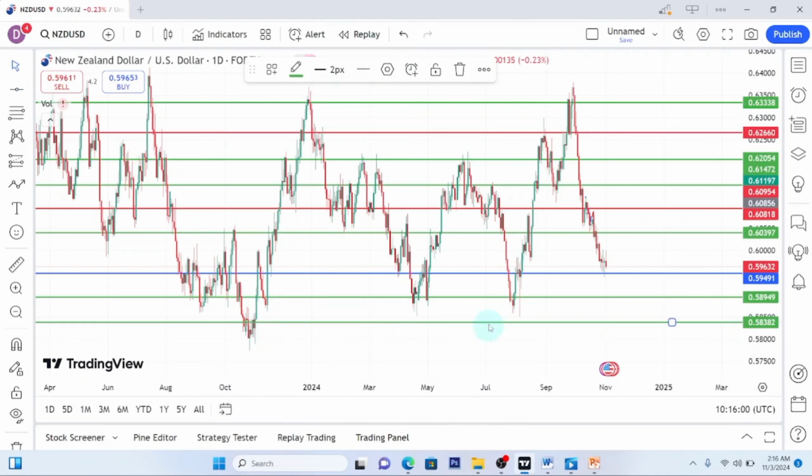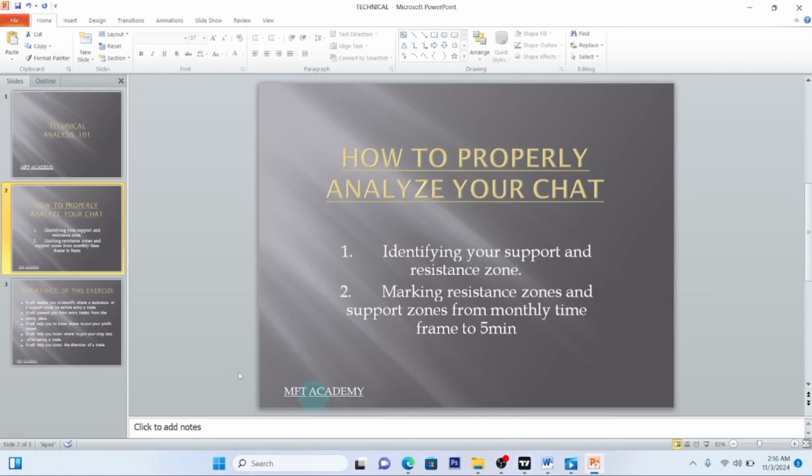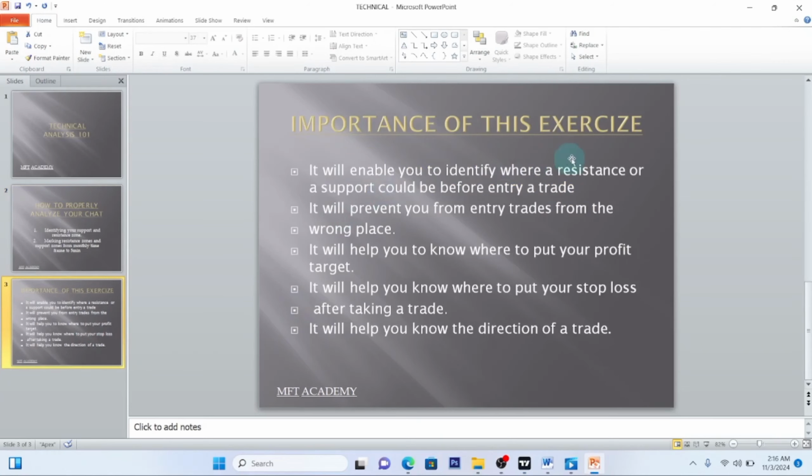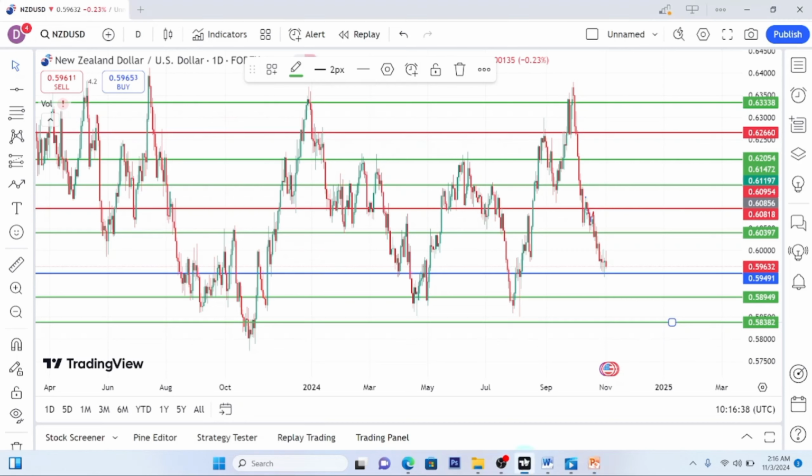Now what is the importance of identifying these zones, whatever we are doing now? Now look at the importance. Number one, it will enable you to identify where a resistance or a support could be before entering a trade. Two, it will prevent you from entering trades from the wrong place. Three, it will help you to know where to put your profit target. It will help you to know where to put your stop loss after taking a trade, and then it will help you to know the direction of the trade. So you can see some of the points why we are doing all this, which is very, very important.